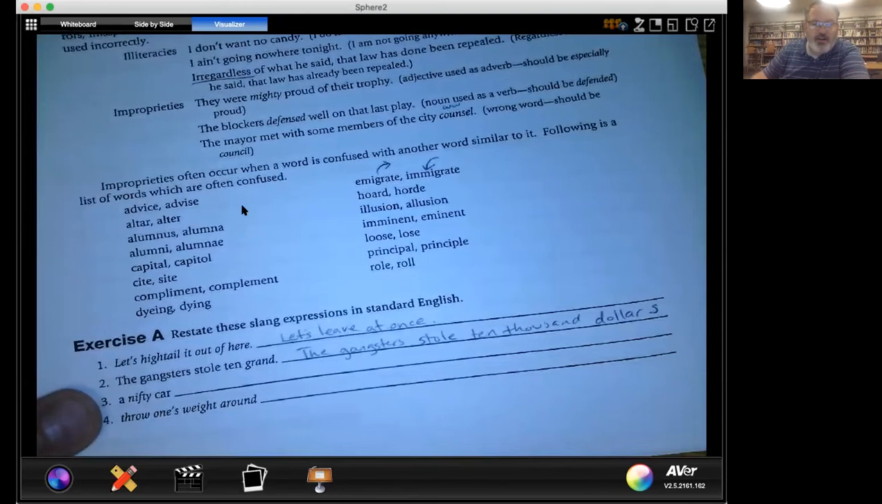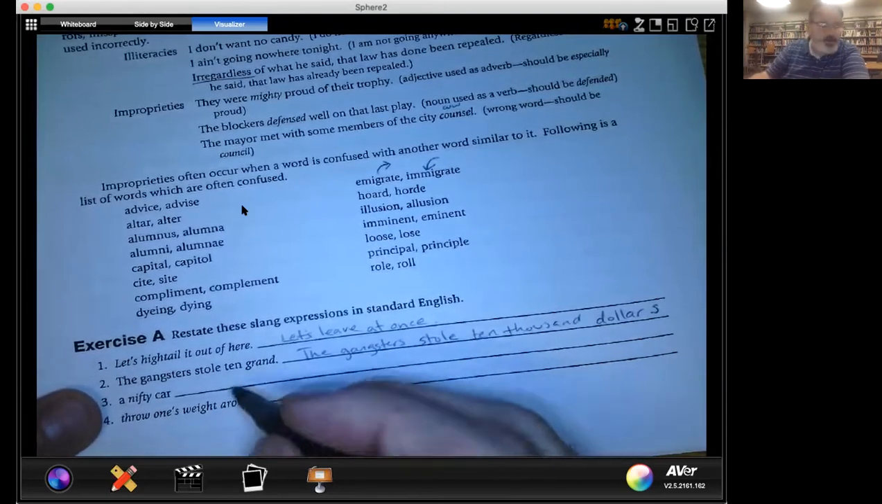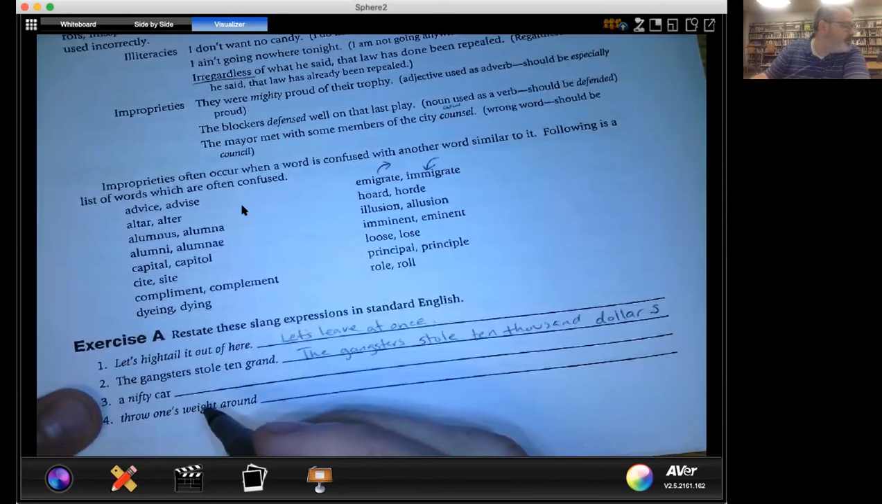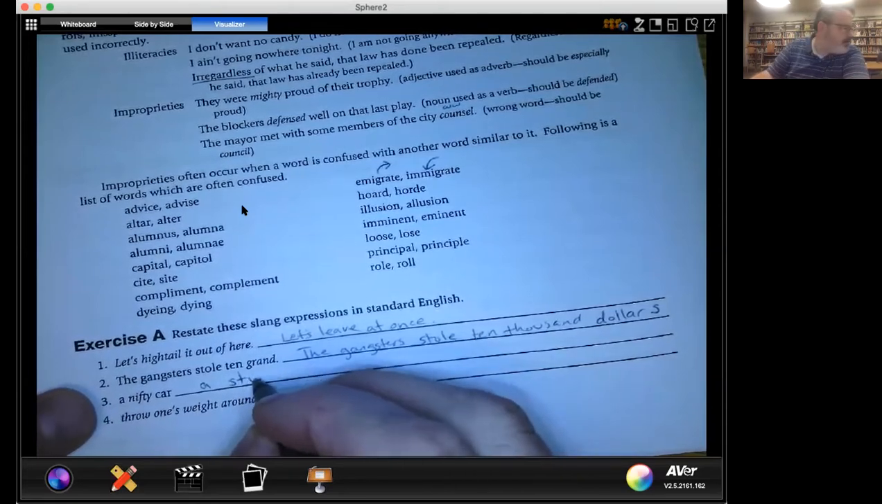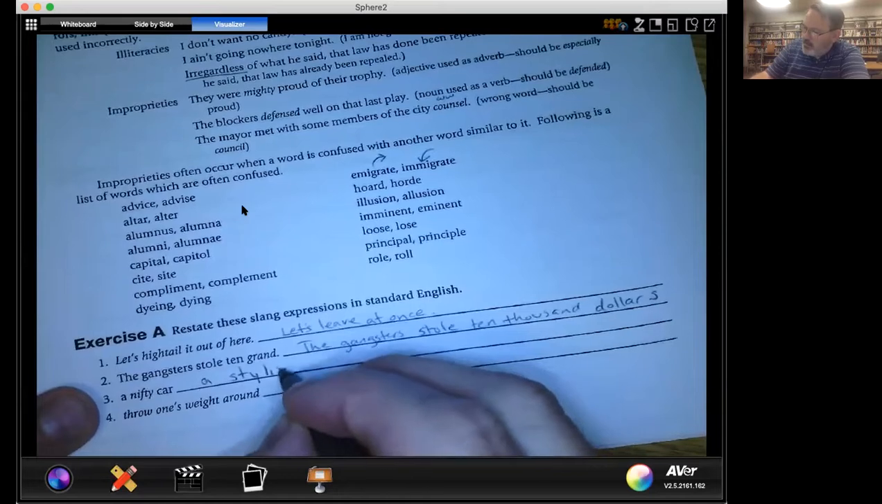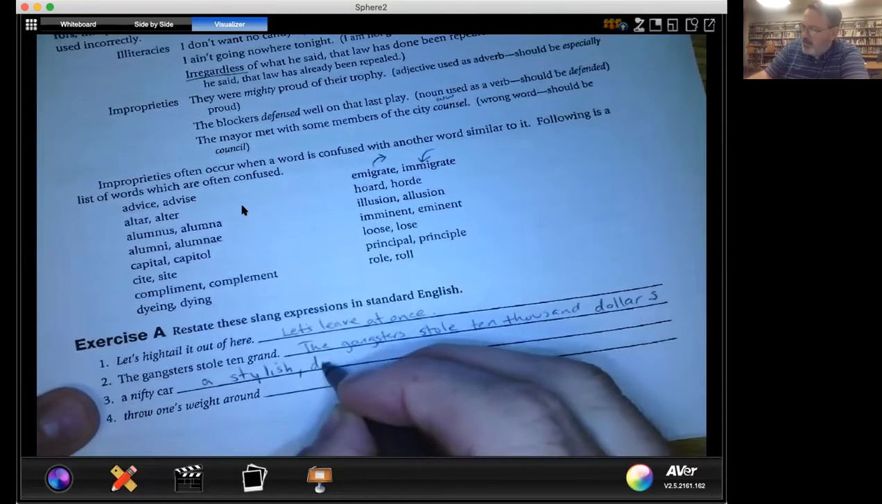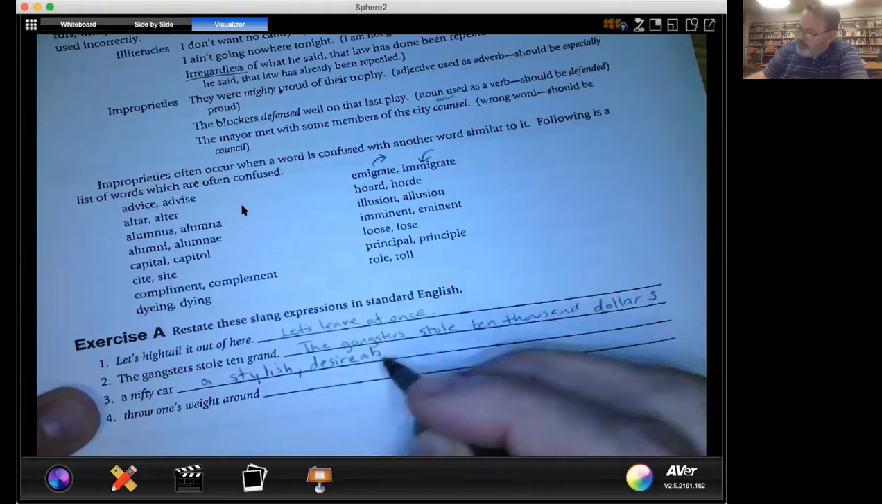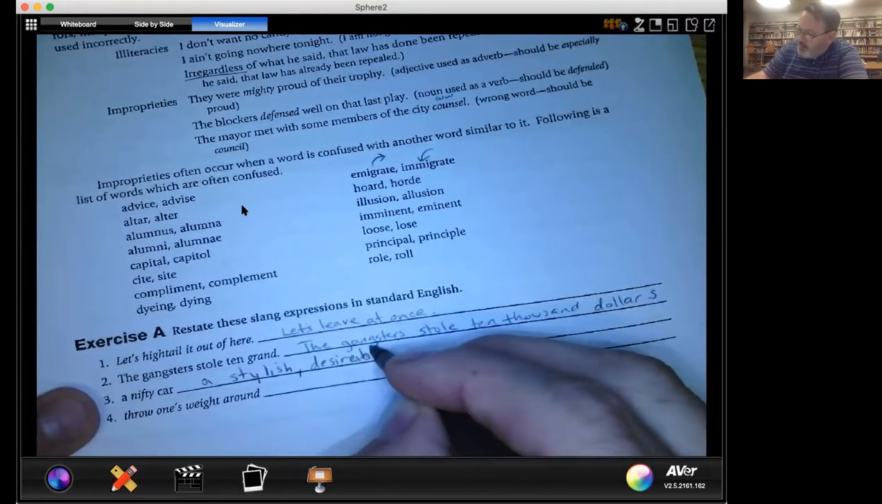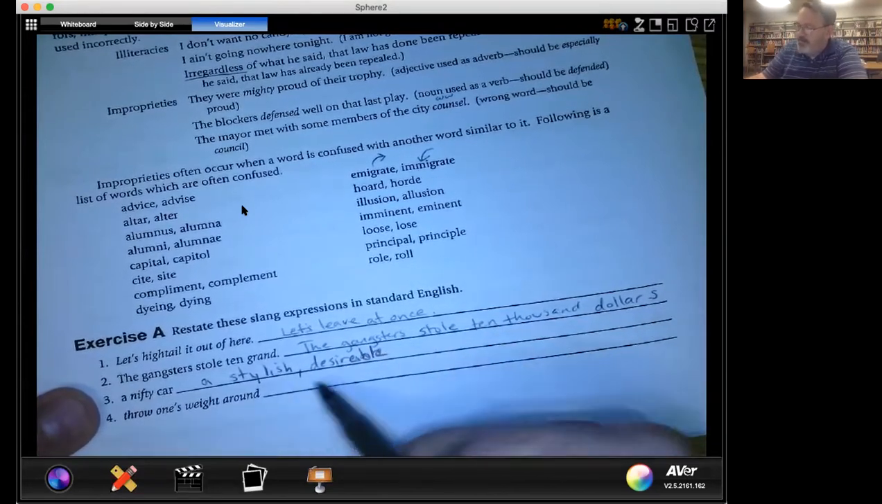A nifty car. Lots of positives, right? Anything that's positive. Let's look in the book: a stylish, desirable. Oh, no E. A-B-L-E. A stylish, desirable car.